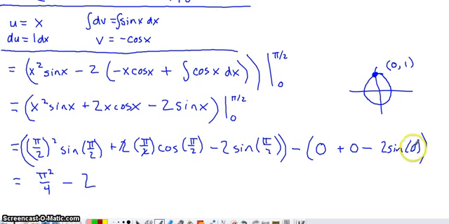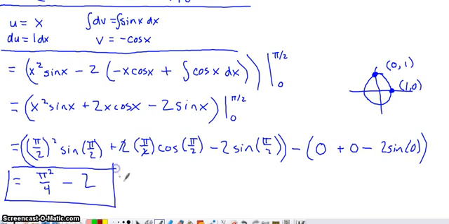And then if you think about the sine of 0, here's the angle 0. The coordinates of that point in the plane here are 1, 0. We're looking for the sine of 0. That's going to correspond to the y-coordinate of this point, and the y-coordinate of that point is 0. So everything here becomes a 0, and our definite integral has a value of pi squared over 4 minus 2.